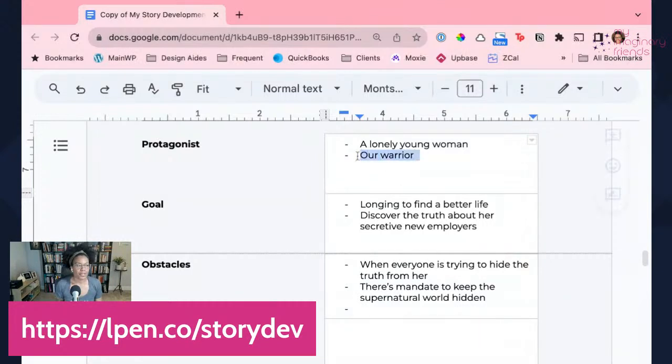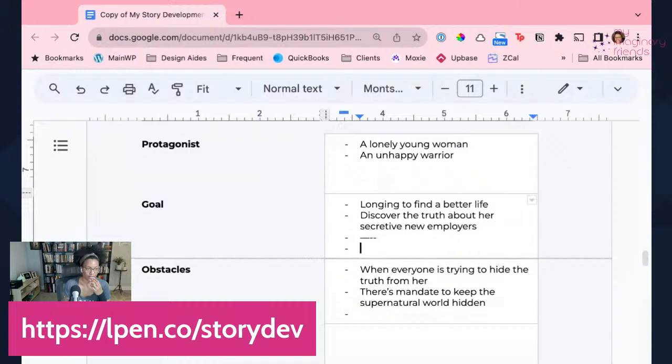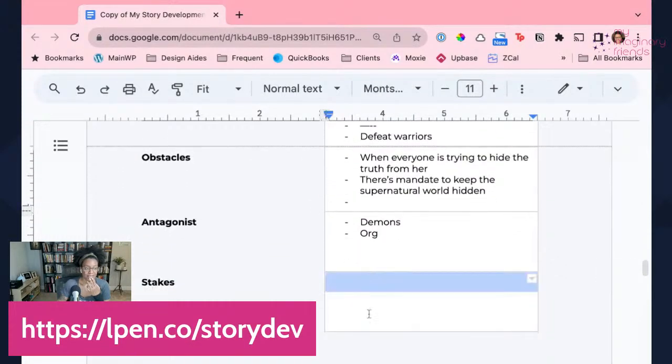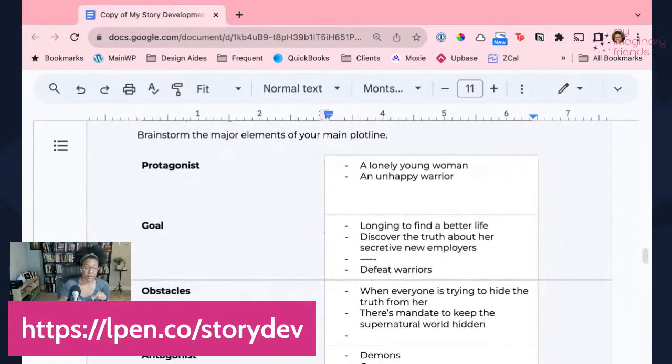So an unhappy warrior and his goals. I'll just do a little divider for her and him. We have a lonely young woman. His external goal is actually to defeat warriors. There's a lot going on. The antagonist would be the demons, but also this shadowy organization. We're calling it the org. And stakes. So the stakes, the different goals are going to be different.